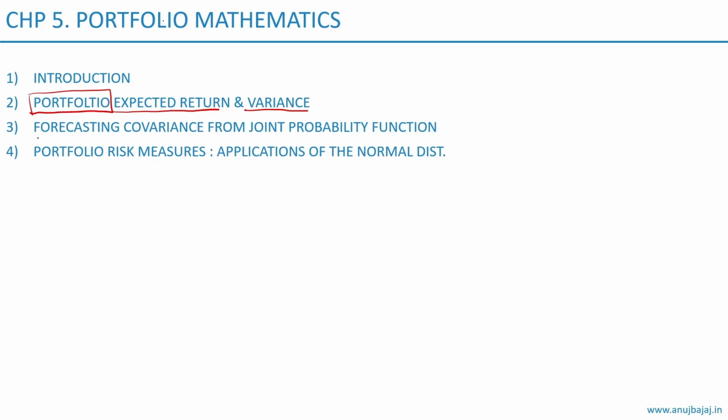Then we look at forecasting the covariance from a joint probability function. Then at last, we look at various portfolio risk measures and the applications of the normal distribution.